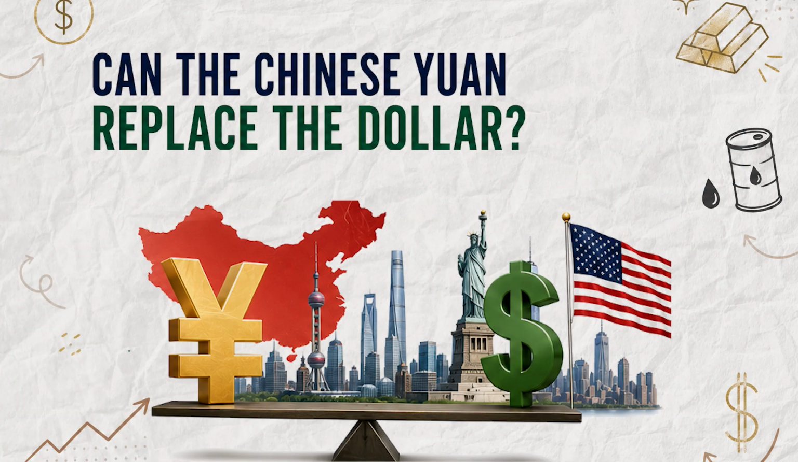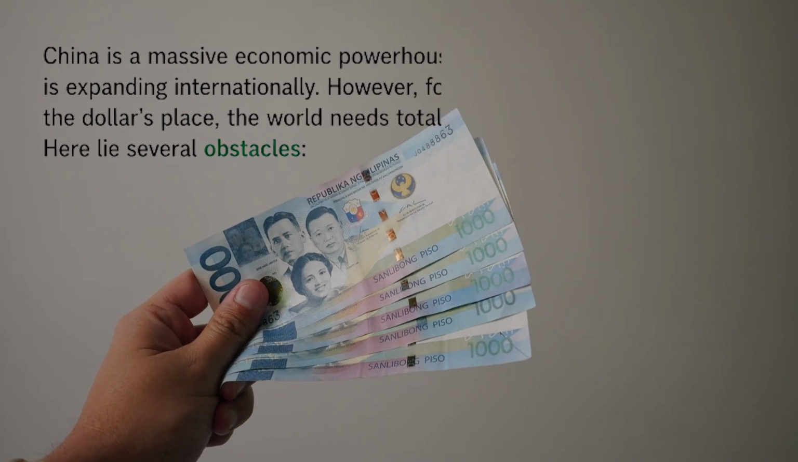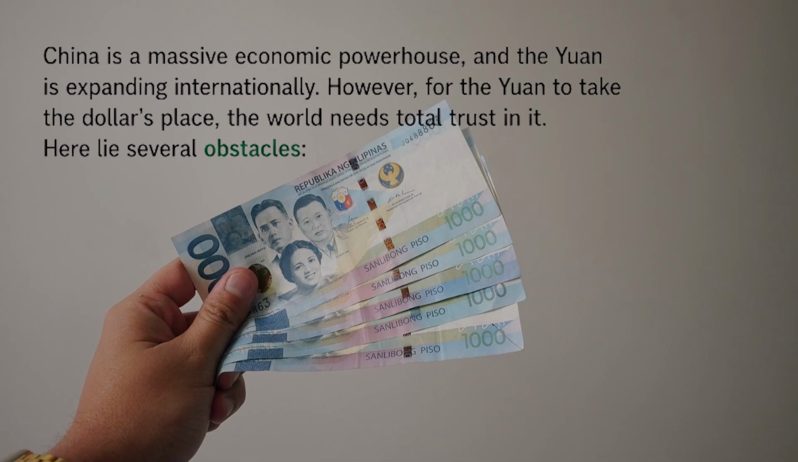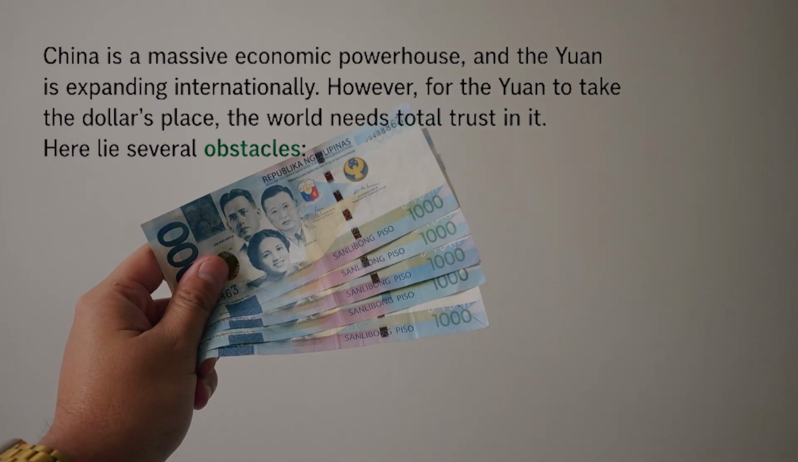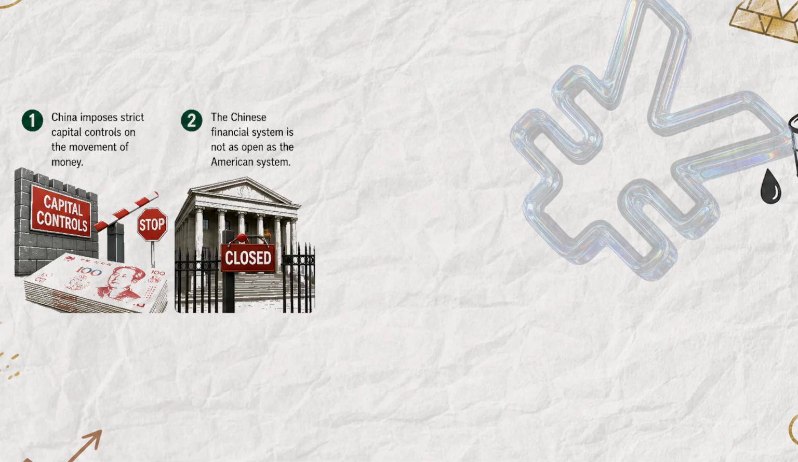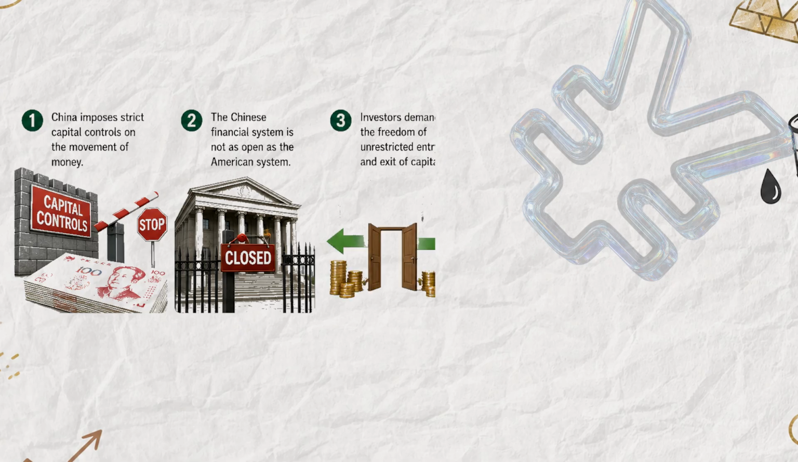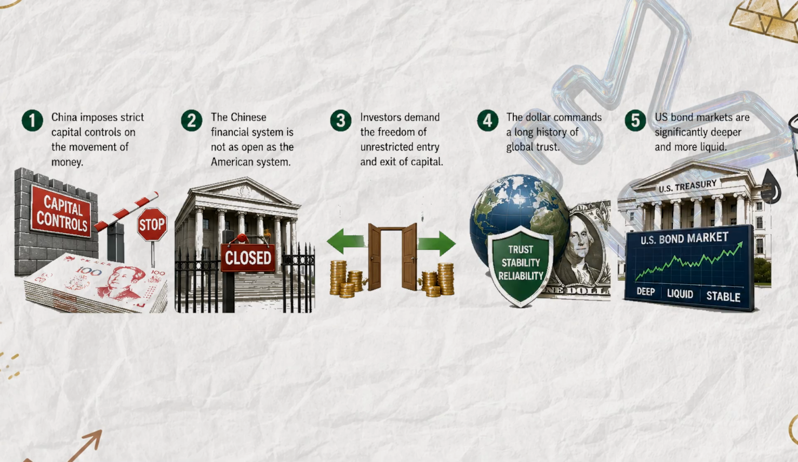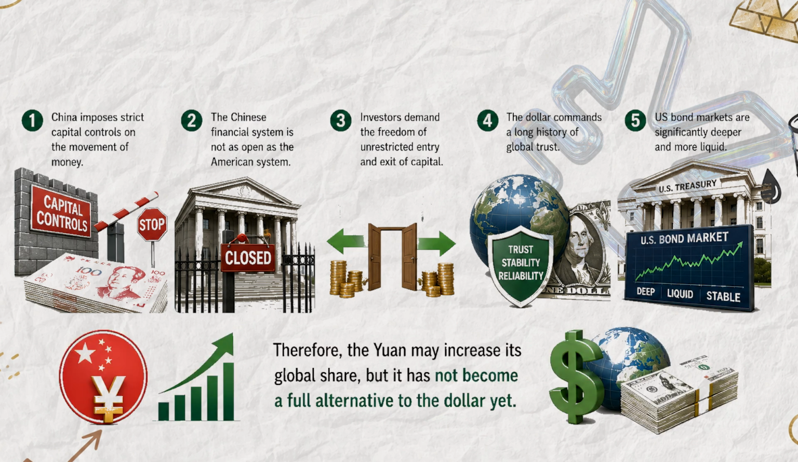Can the Chinese yuan replace the dollar? China is a massive economic powerhouse, and the yuan is expanding internationally. However, for the yuan to take the dollar's place, the world needs total trust in it. Here lie several obstacles. China imposes strict capital controls on the movement of money. The Chinese financial system is not as open as the American system. Investors demand the freedom of unrestricted entry and exit of capital. The dollar commands a long history of global trust. U.S. bond markets are significantly deeper and more liquid. Therefore, the yuan may increase its global share, but it has not become a full alternative to the dollar yet.